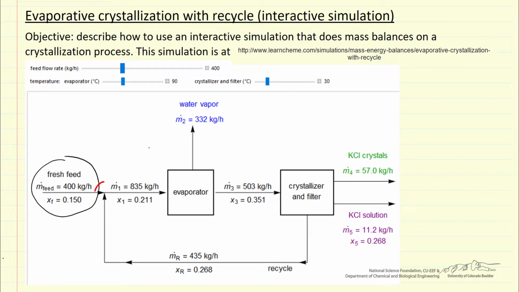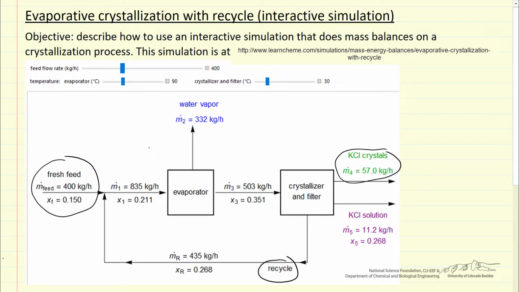It's mixed with recycle and then fed to an evaporator where water is removed. Then the stream is cooled down in a crystallizer and filter so that we remove potassium chloride crystals. But entrained with those crystals is some of the solution, so we're removing some liquid that has potassium chloride dissolved in it. But most of that solution is recycled and fed again, mixed with the fresh feed.